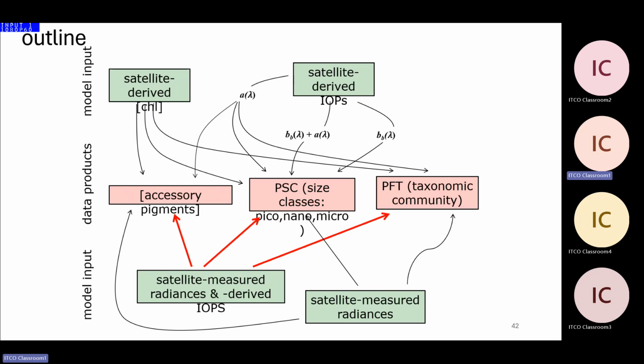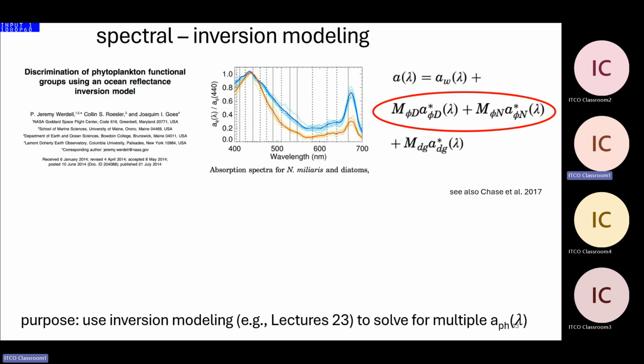Okay, then we're going back to the spaghetti diagram. We're going from satellite measured radiances and derived IOPs and this pathway here. So this is an approach that Jeremy came up with. And essentially, you guys were working on the inverse model exercise yesterday, is that right?